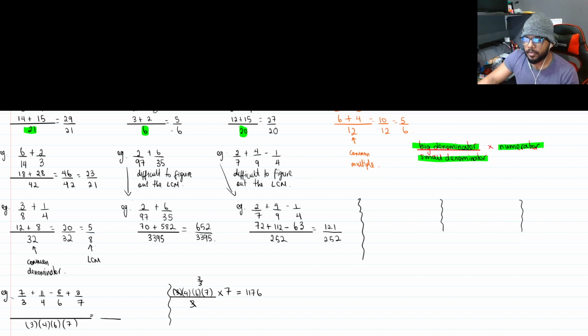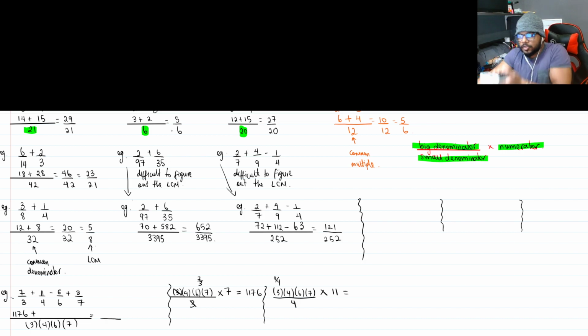So my first number in my answer will be 1176, plus. I'm going on to my next fraction. My next fraction is 11 over 4. Now in this case, my small denominator will be 4 and my numerator is going to be 11. But my big denominator is still my big denominator, which is 3 by 4 by 6 by 7, over 4 multiplied by 11. Big denominator over small denominator multiplied by numerator.